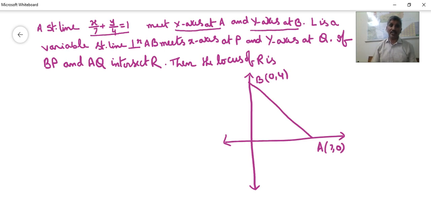Okay, and what is being said in the question? A variable straight line perpendicular to AB meets x axis at P. This is the variable straight line perpendicular to AB, meeting x axis at a point P and y axis at a point Q. That is the information given. If BP, this is from B to P, a line joined, this is BP, and next AQ, this is AQ.